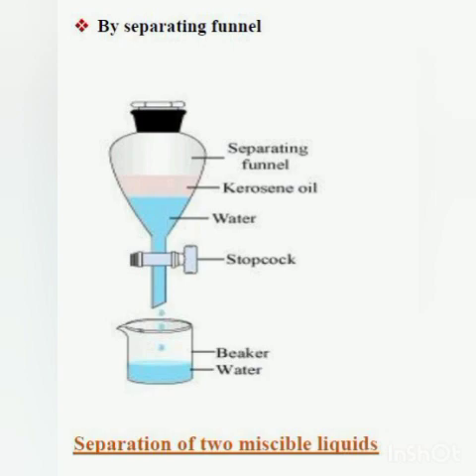Now children, a mixture of two immiscible liquids can be separated by using a separating funnel. This separating funnel is a special type of funnel which has a stop cork in the stem to allow the flow of liquid from it or to stop the flow of liquid from it. The separation of two immiscible liquids by a separating funnel depends on the difference in their densities.